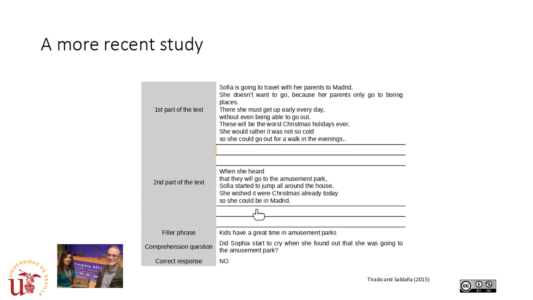Eğlence parkına gideceklerini duyduğu zaman Sofia evde zıplamaya, hoplamaya başladı. Keşke hemen Noel tatili gelse, hemen gelse diye düşündü. Böylece Madrid'e gidebilecekti. So in here we assume that she would be happy. Burada Sofia'nın mutlu olacağını düşünüyoruz okuduğumuzda.